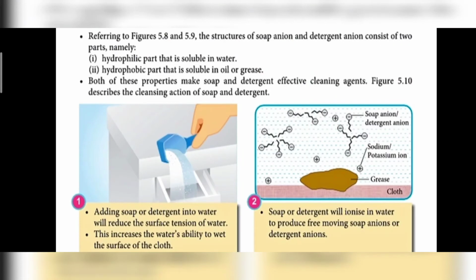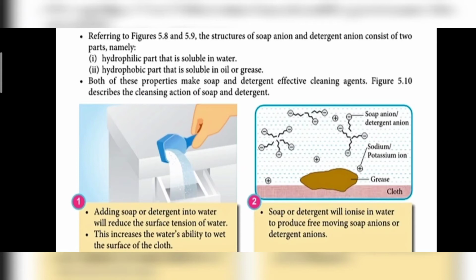So now, the structure of soap anion and detergent anion consists of two parts, hydrophilic part soluble in water, hydrophobic part soluble in oil or grease. Okay, so inilah properties yang menyebabkan soap dengan detergent itu adalah efektif untuk menjadi cleaning agent. So ini adalah cleansing action of soap and detergent.